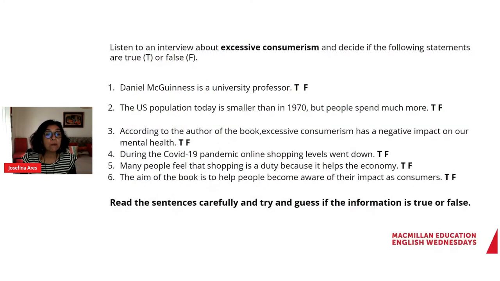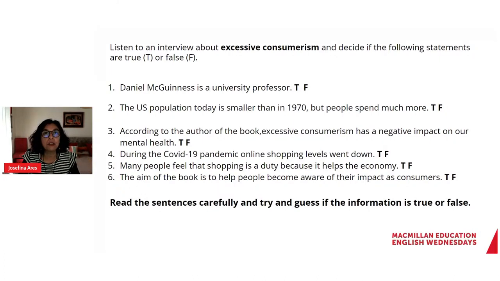And the questions are, Daniel McGuinness is a university professor. The US population today is smaller than in 1970, but people spend much more. So they read each of the different questions and they guess whether they are true or false. So what I did was I guessed them before looking at the tape script and before listening to the audio, and then saw if what I had guessed was true. Now, some of them are easy to guess and some of them are not easy to guess. It doesn't matter if they're not easy to guess.